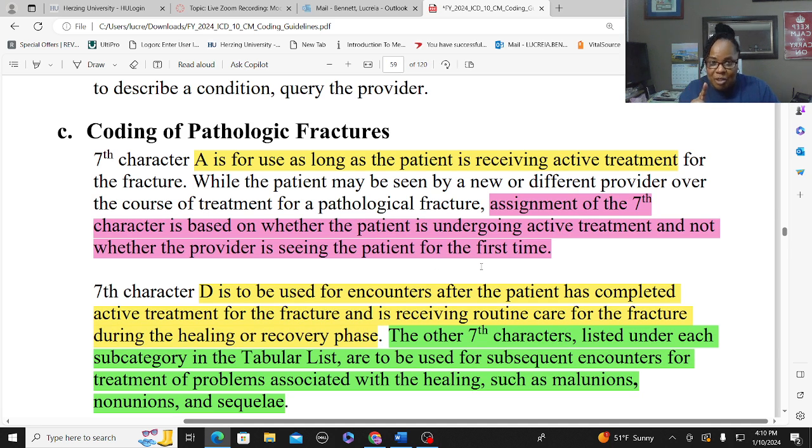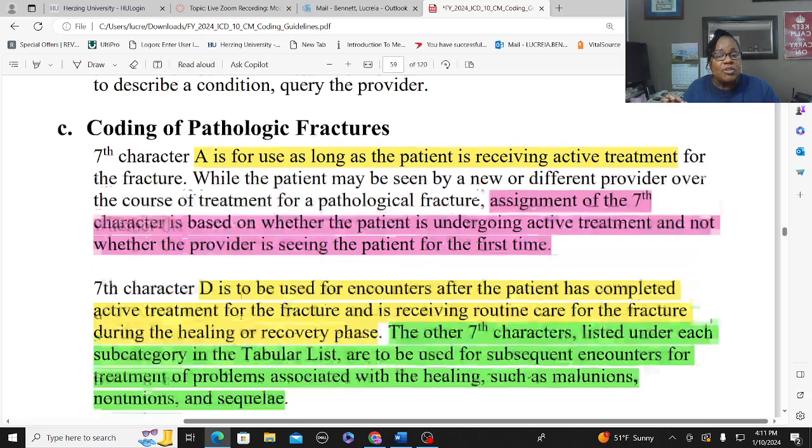Let me say that one more time. The assignment of the seventh character is based on whether the patient is undergoing active treatment. So it might take 2 or 3 visits for active treatment. It will still be the initial, and not whether the provider is seeing the patient for the first time.